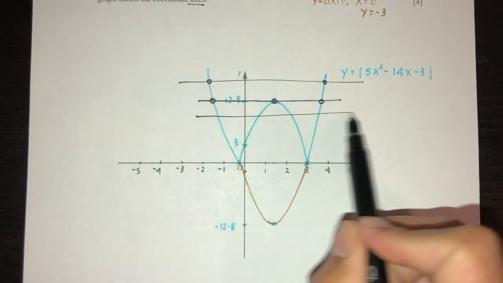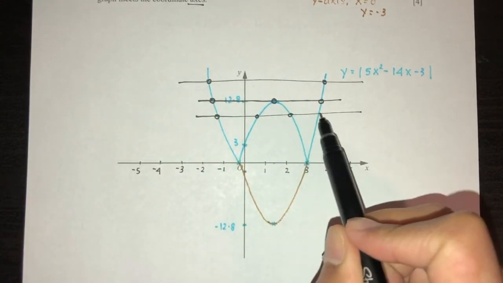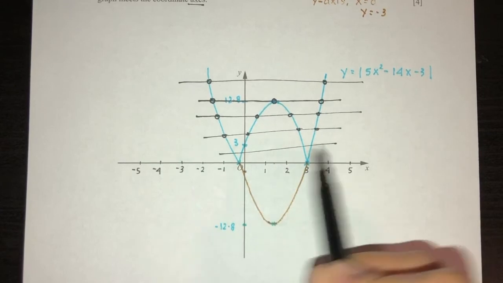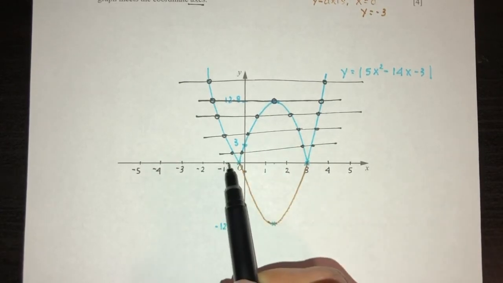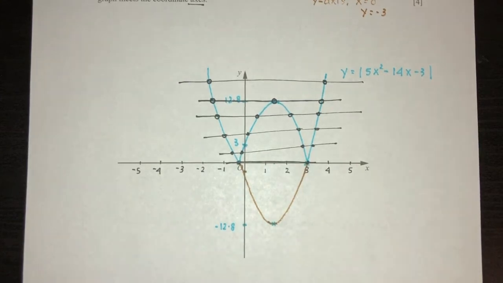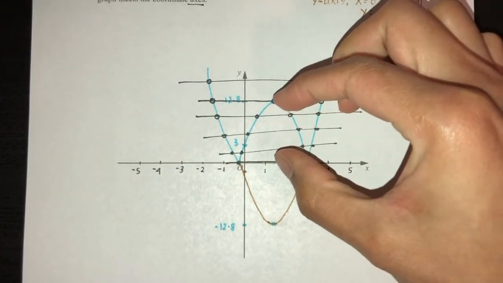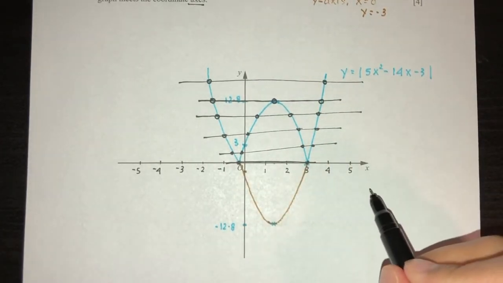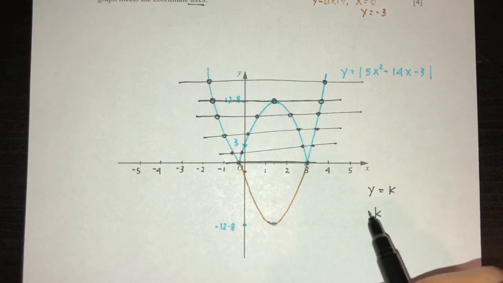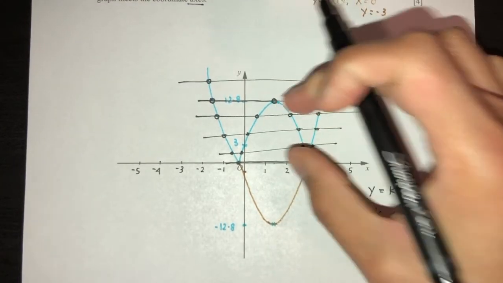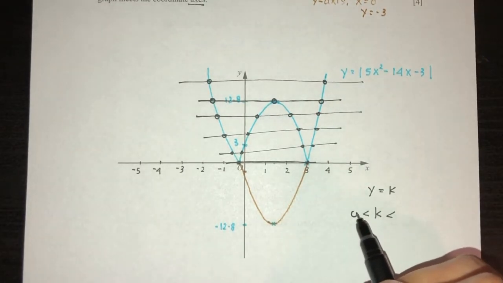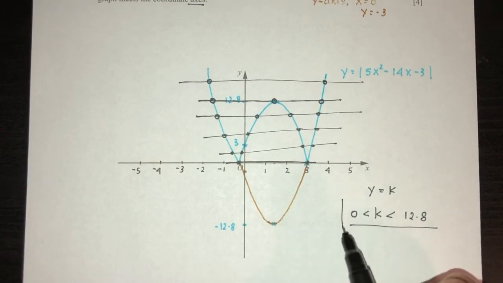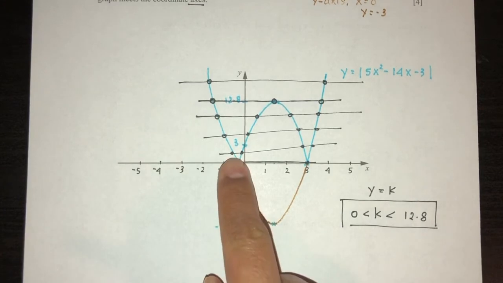But now if I cut my graph here, it has 1, 2, 3, 4. My graph here, 1, 2, 3, 4. But here it has 2 solutions. So you realize that between the top and this baseline, it has 4 solutions. So y equal to k, where k has to be between those 2 values, this and this, right? Between the value of 0 and the value of the maximum point, which is 12.8. That's where we have to write the values of k for which we have 4 solutions.